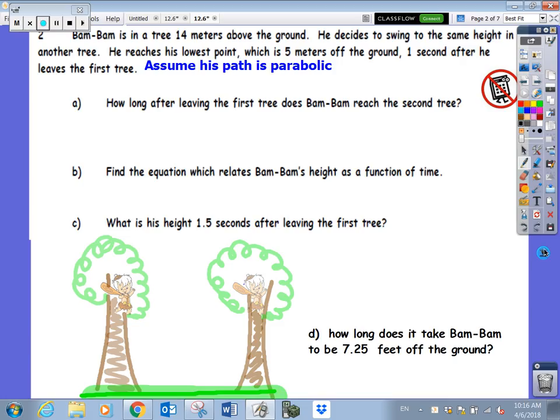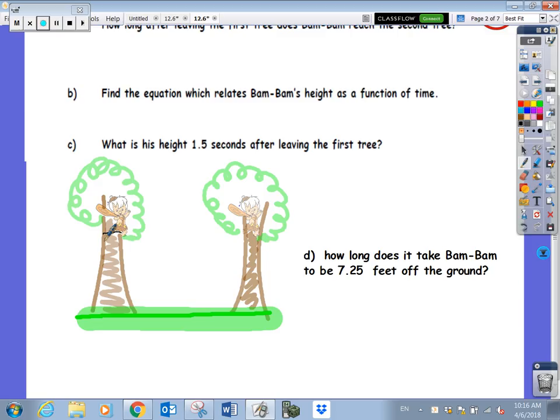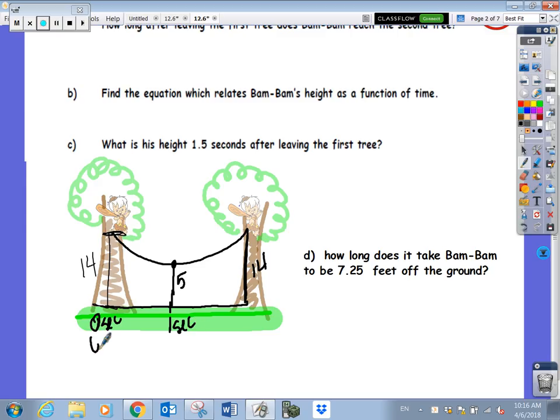So in this picture, Bam Bam starts right here, 14 feet off the ground. Then he swings to another tree where he is still 14 feet off the ground. There's the ground. It tells us that after 1 second, he is at the low point, 5 feet off the ground. This is 1 second. This would be 0 seconds and 0 height right here.